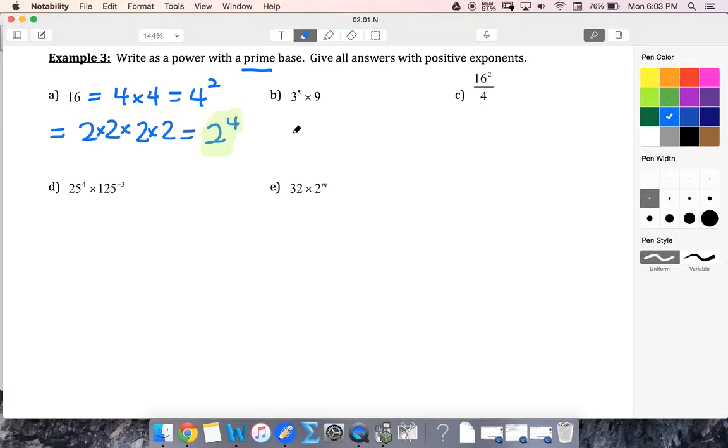Applying that same rationale, 3 to the 5th has a prime base. 9 is the same as 3 squared. Together, those are the same as 3 to the 7th.